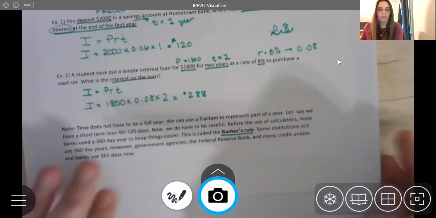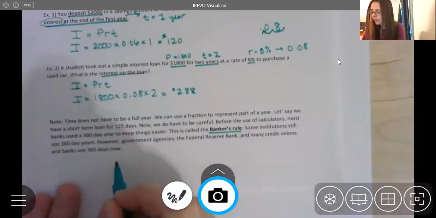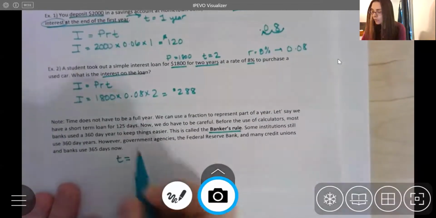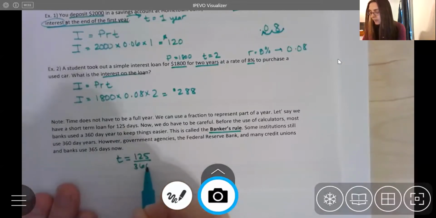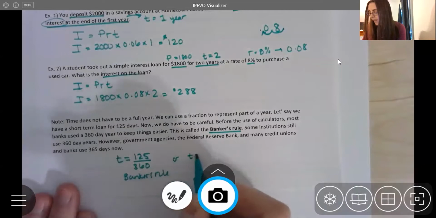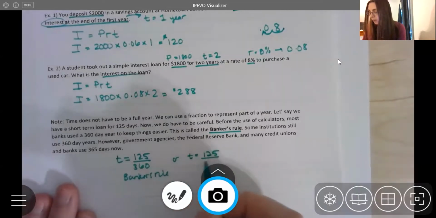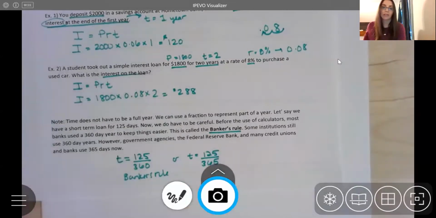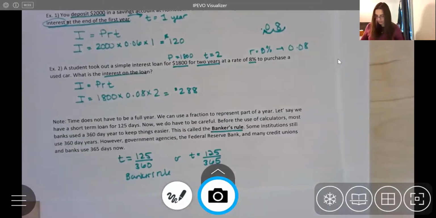So before I move on, let's say we were doing the time here. You could either do it as 125 out of 360 if you're using that banker's rule, or your time would be 125 out of 365 if you're using a standard calendar. So we can still use our time as a fraction. So you just want to be a little bit careful if it's given in days.